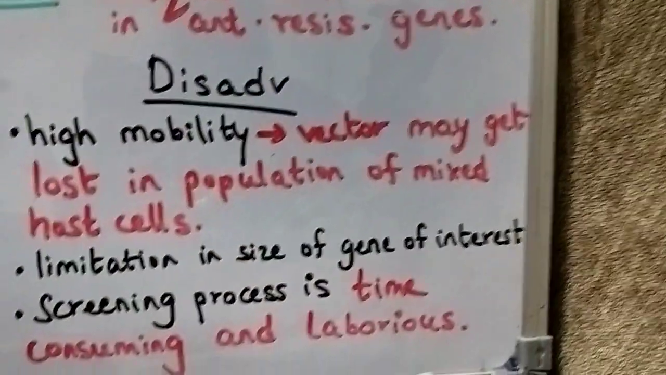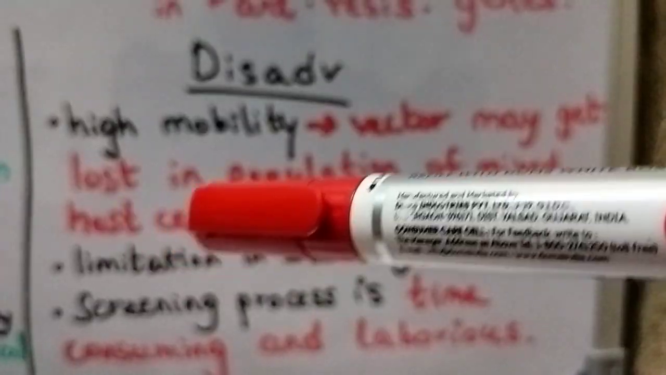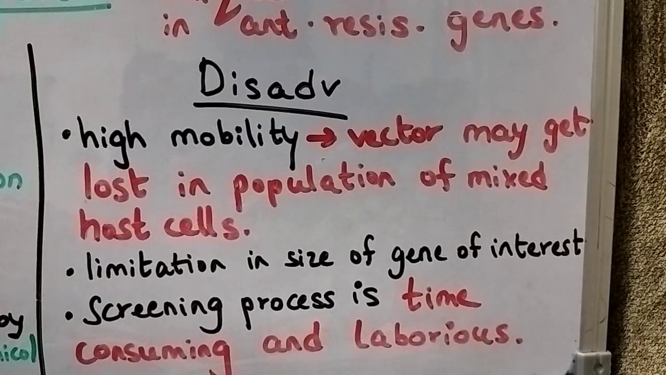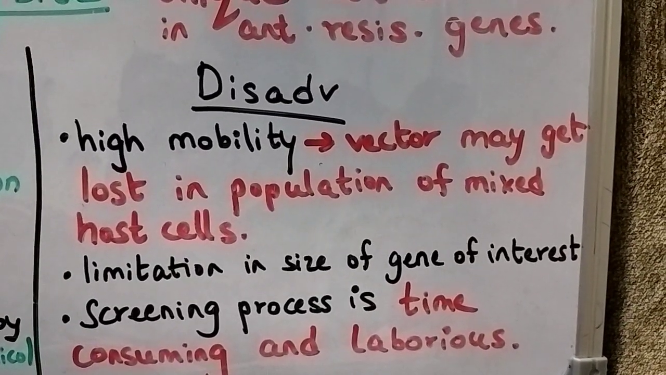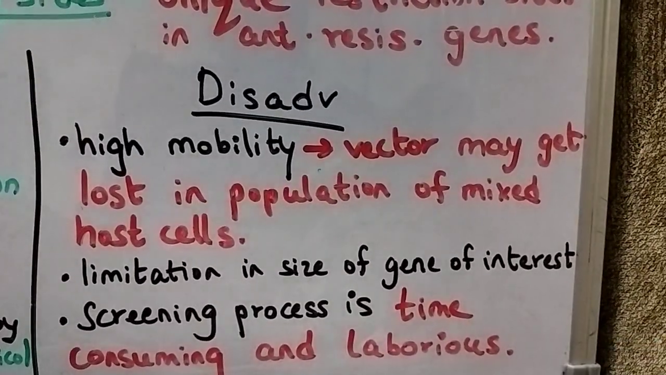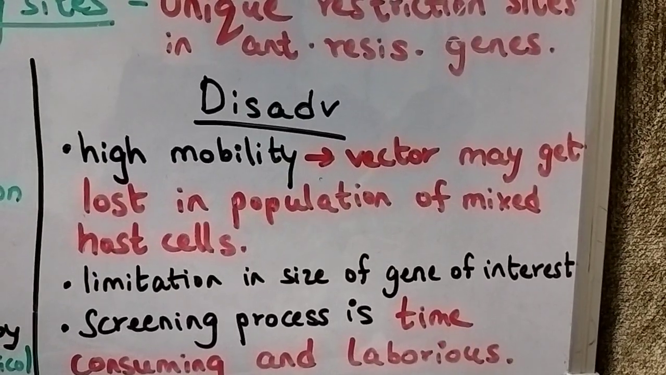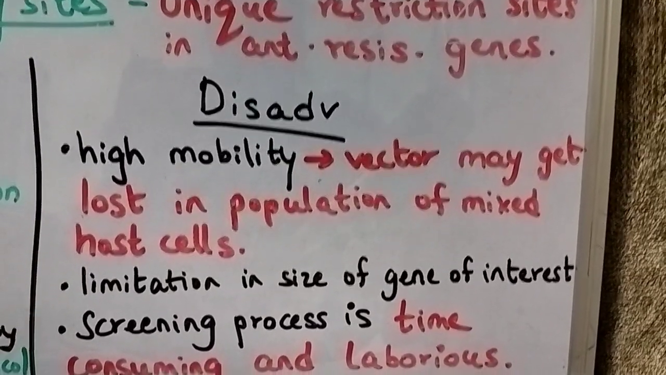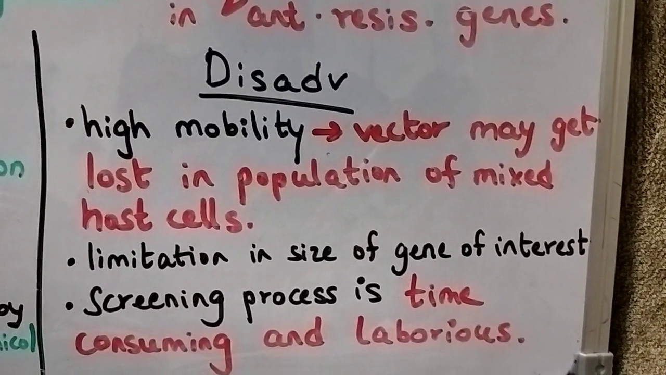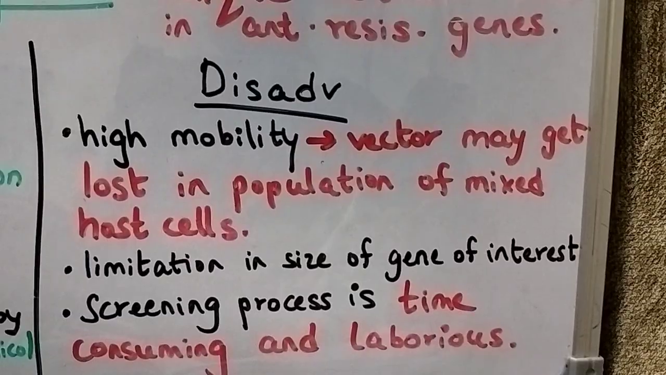Coming to the disadvantages. The first disadvantage is high mobility. The vector may get lost in the population of mixed host cells. The second disadvantage is the limitation in the size of the gene of interest that can be accommodated. It does not have very high copy number, and the screening process is time consuming and laborious.